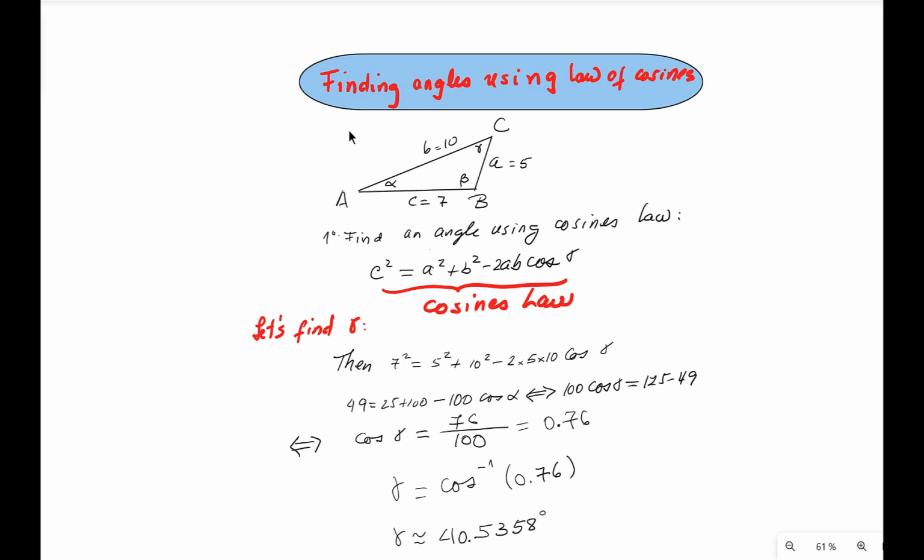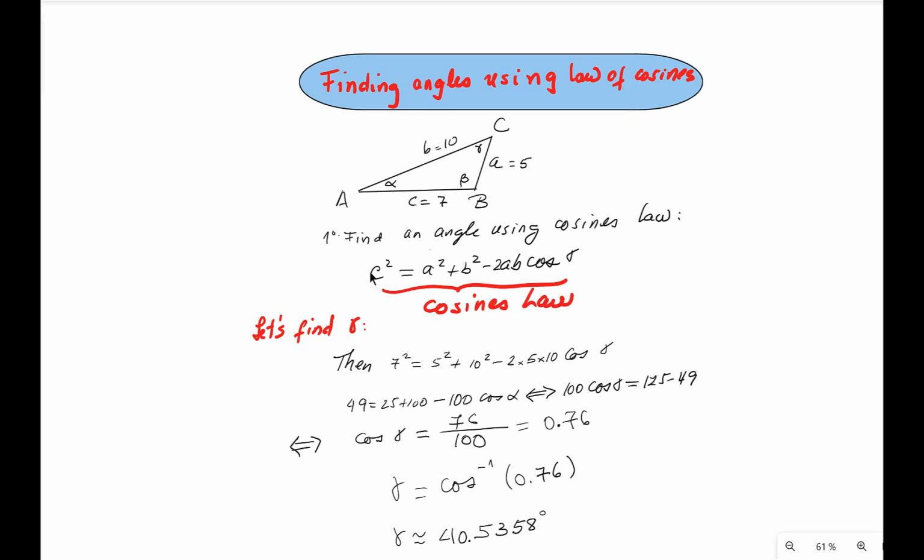Here is a good application of the law of cosines to find the angles of the triangle, knowing only the sides of the triangle. In this case, a equals 5, c equals 7, b equals 10. Remember the law of cosines.